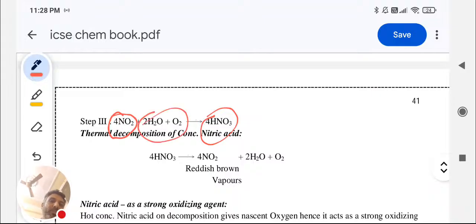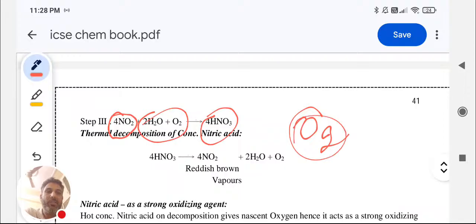Even this is an oxidation process. So in this method all three steps involve oxidation. That's why excess oxygen is taken in Ostwald's process, because all three steps involve oxidation.